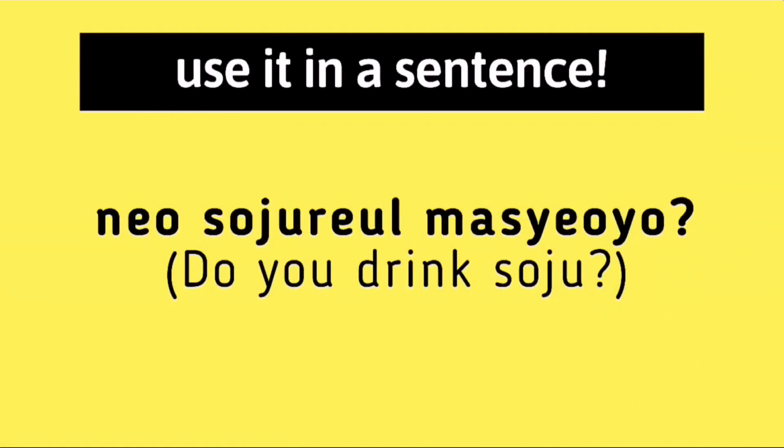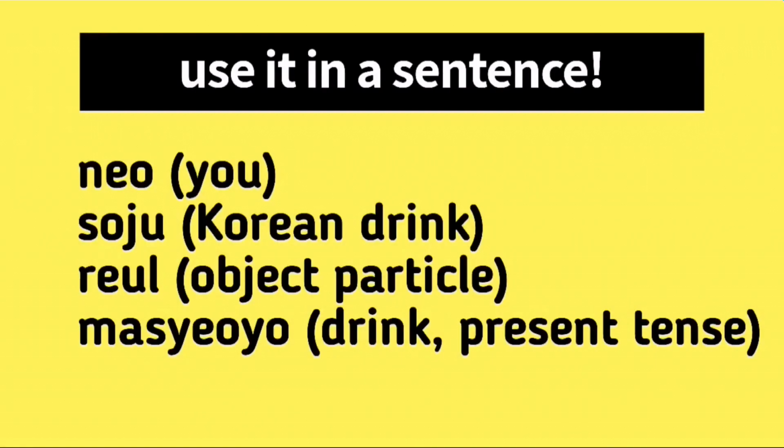Now let's try looking at this example sentence. It says, 너 소주를 마셔요. This sentence could be subdivided into the following parts. No means you. Next part is soju를. Soju pertains to the Korean drink, and 를 is added to soju to indicate that this is the object of the sentence. So soju plus 를 is soju를.